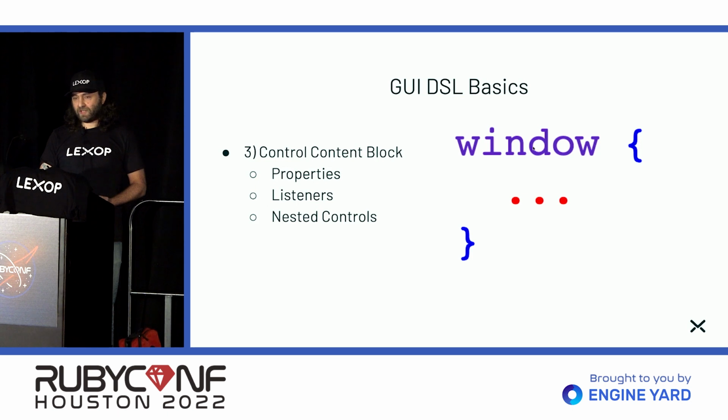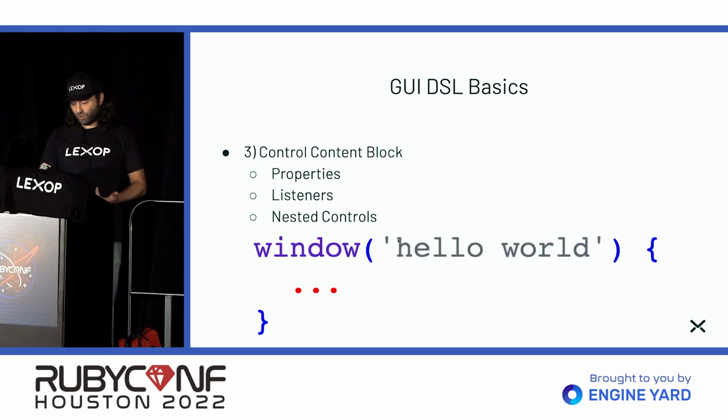So after you declare a keyword like window, you can open a curly brace block in Ruby. And you want to use curly braces because you're being declarative. We don't want to use do end. Do end is imperative. Leave that for imperative code. When you're in the declarative mode, use curly braces. That's part of the style guide of Glimmer. And you can put within it properties, listeners, or nested controls. And also you can pass it arguments, but still open the block afterwards.